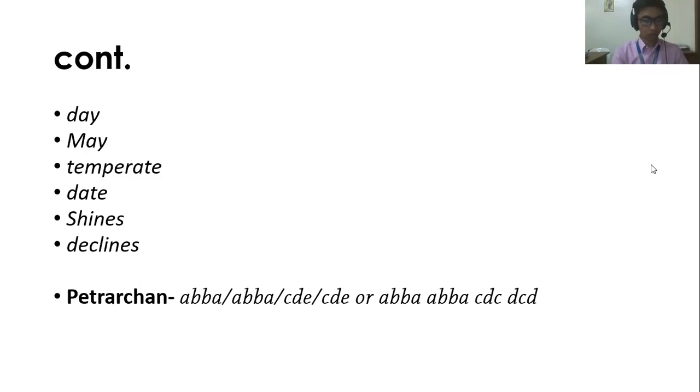So there are also other sonnet schemes like Petrarchan. Okay, so the rhyme scheme for Petrarchan is A B B A, A B B A, C D E, C D E, or A B B A, A B B A, C D C, D C D. So that's the Petrarchan way of presenting the sonnet. We have also Spenserian. We have A B A B, B C B C, C D C D, E E. Okay, so that's the pattern. So please remember that.